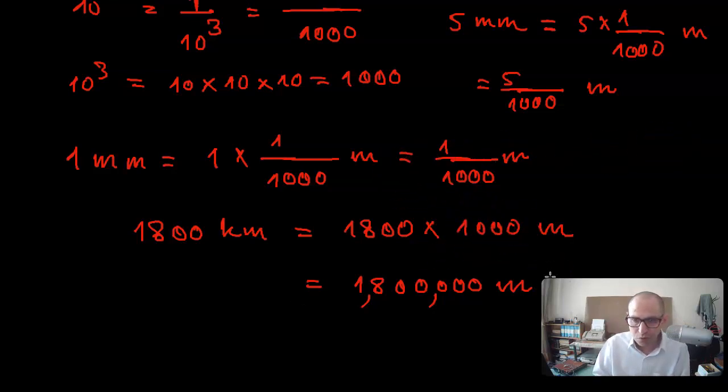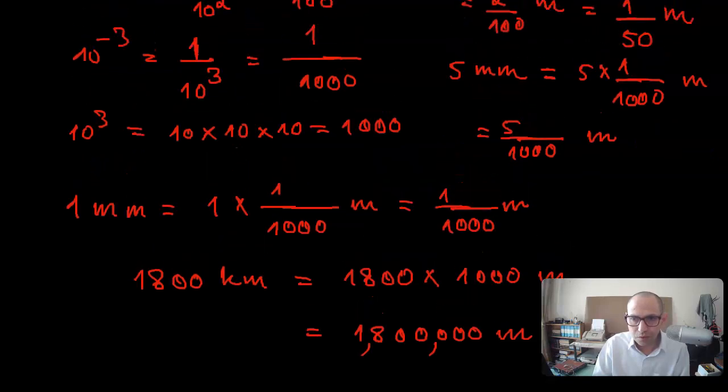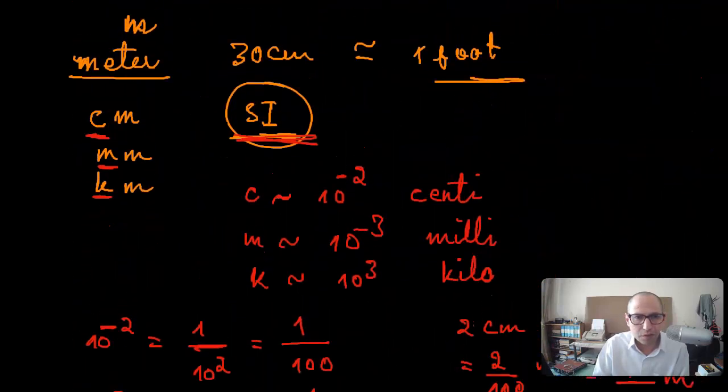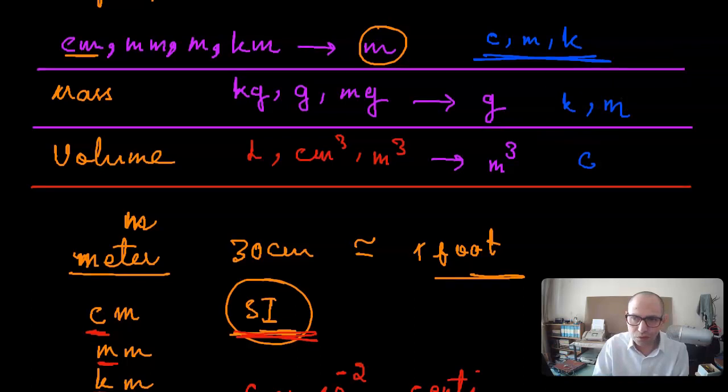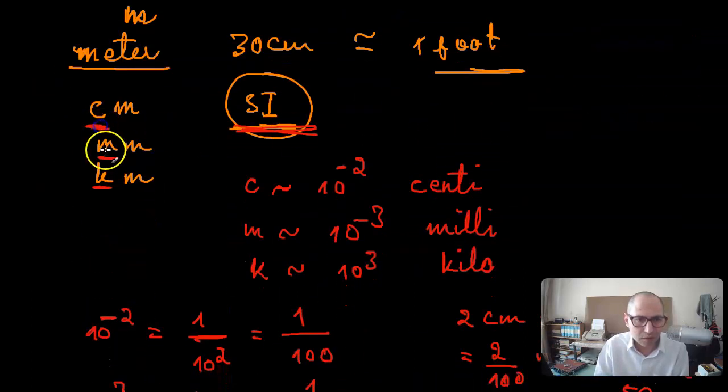So then, in order to convert these units, essentially to go from centimeter to meter, millimeter to meter, meter is already meter, and kilometer to meter, the only thing that you need to know is the meaning of centi, milli, and kilo, for example. And of course, there is a table in the SI system of these prefixes. There is a whole bunch of these prefixes.